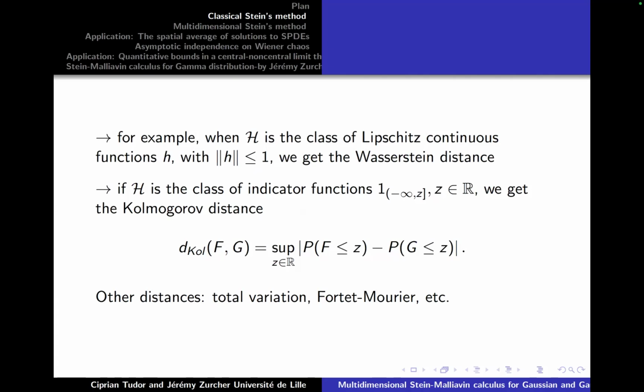the so-called Wasserstein distance. If you consider H to be the class of indicator functions of intervals of the form minus infinity to z, where z is moving on the real line, then you have the Kolmogorov distance. It's a particular case of the definition. If you want to consider other distances, you can consider the total variation distance if you take H to be the set of indicator functions. You can also take other distances like Fortet-Mourier, but not only these. There are several distances you can consider.